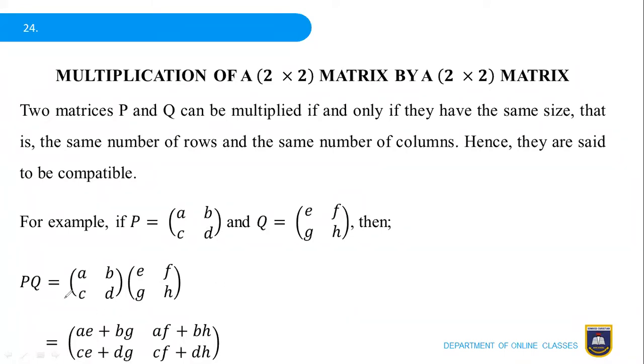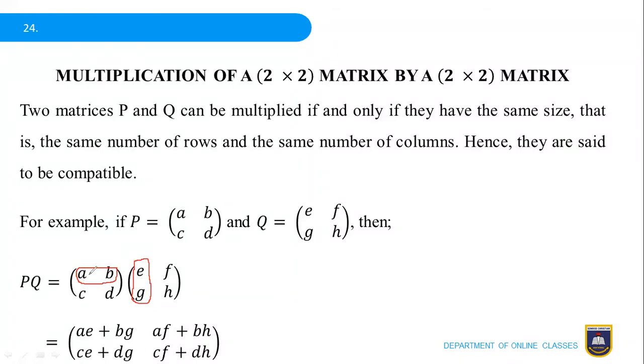First, the first row will multiply the first column. So if I pick this, this is the first row, and it is going to multiply the first column in the second matrix. The first row multiplies, this is the first column.